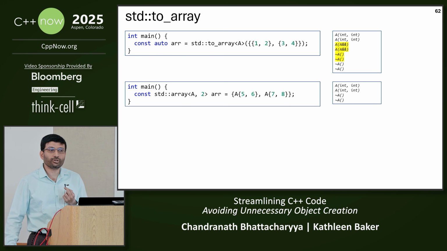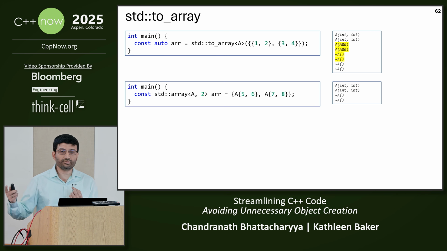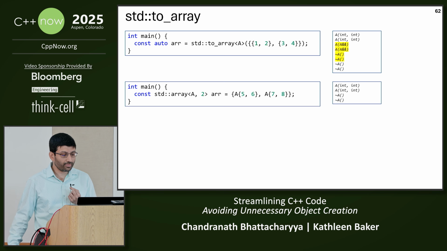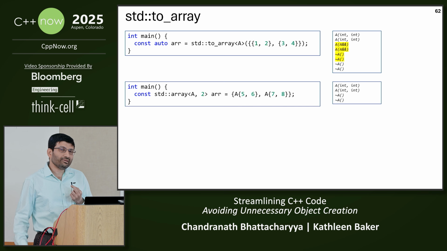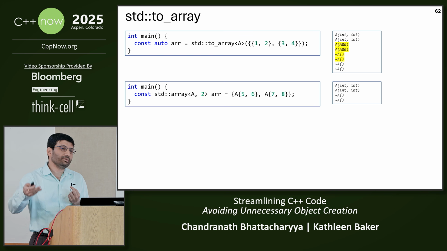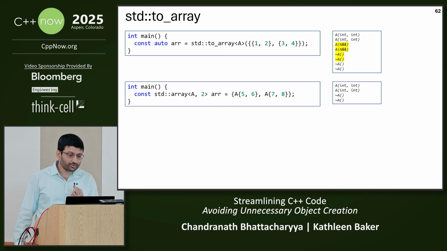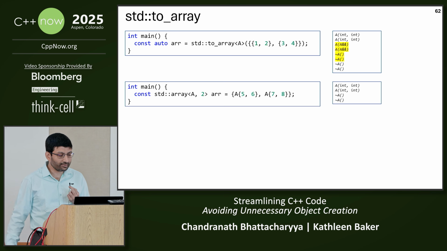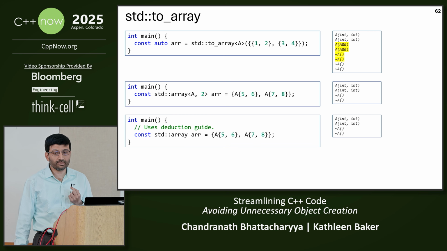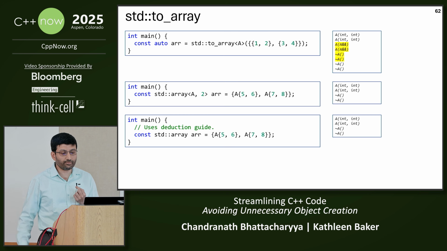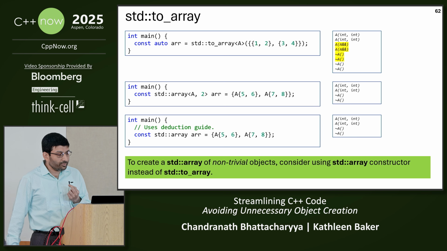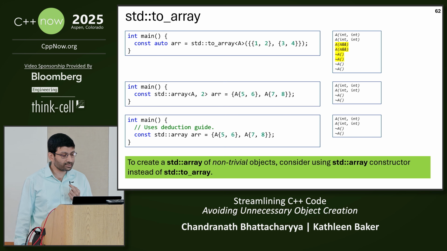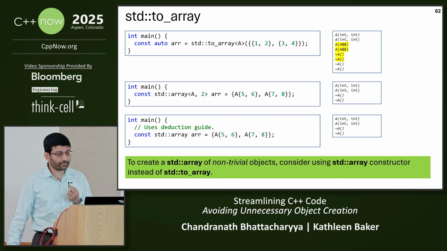However, it's not optimal. As you can see, the objects are getting created and moved inside, which is not good for non-trivially copy constructible objects. It's not getting in-place construction, that's it. The other one with more typing is more optimal. Now, obviously we can reduce some typing using the deduction guide in this way. As you can see, it's less typing over here. Which brings us to a guidance. To create a std::array of non-trivial objects, consider using the std::array constructor instead of to_array.